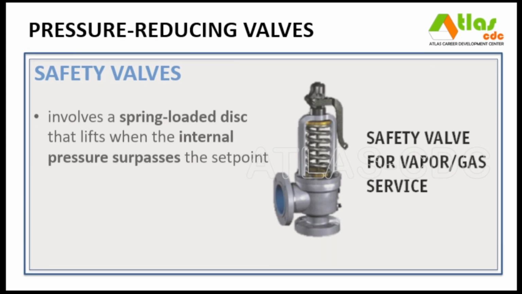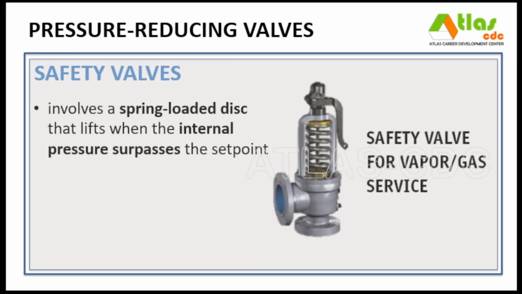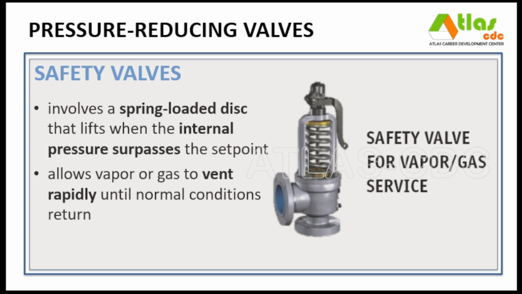A safety valve for vapor, gas service is designed to automatically release pressure when it exceeds a preset limit, protecting equipment from overpressure. Its mechanism involves a spring-loaded disc that lifts when the internal pressure surpasses the set point, allowing vapor or gas to vent rapidly until normal conditions return. The function is to provide emergency pressure relief in systems handling compressible fluids like steam or air.